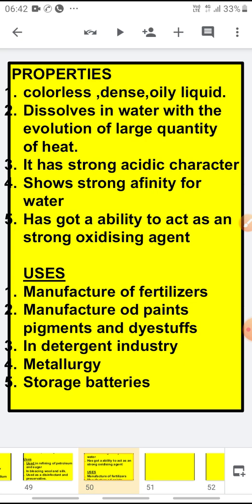Now children, sulfuric acid has the ability of a strong oxidizing agent. You all know those substances which are acids, they oxidize other substances. They give their H positive. That means the substance that will take that H positive will get, just a minute children.